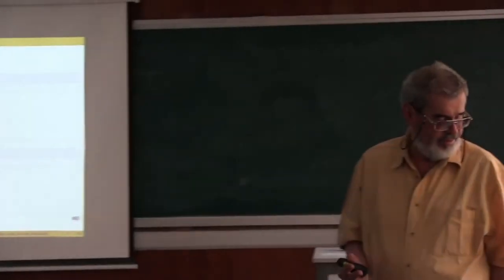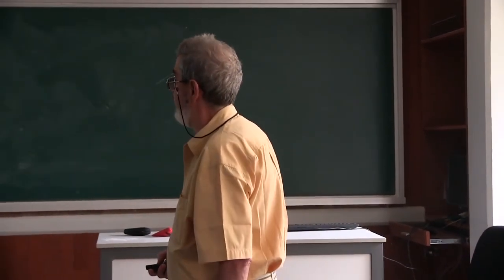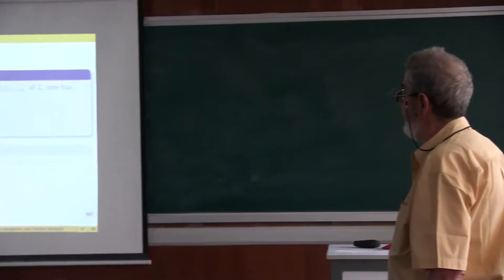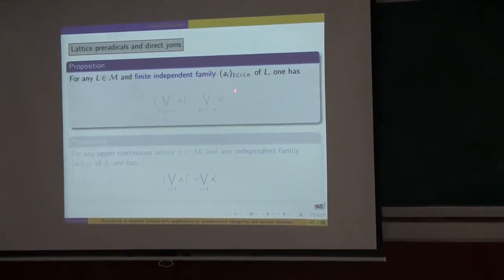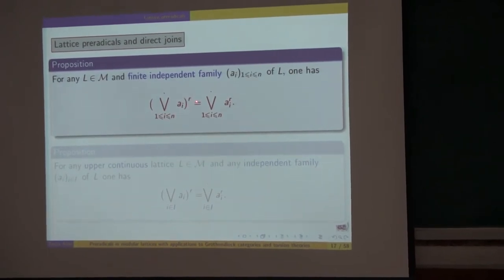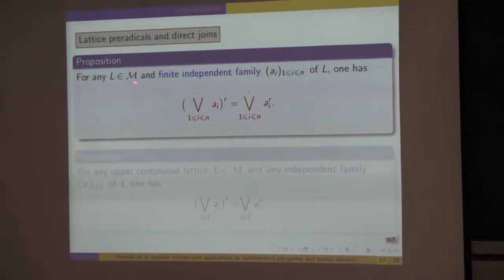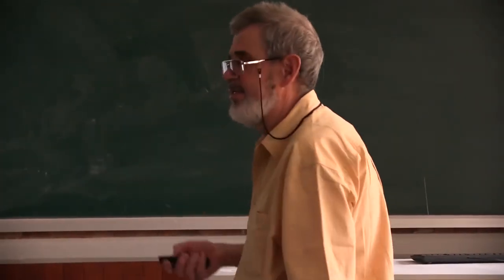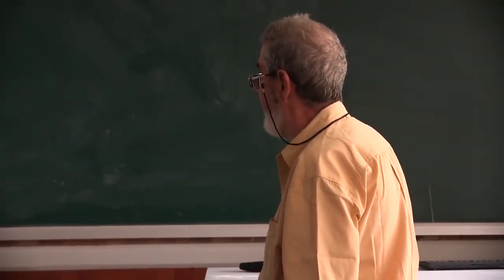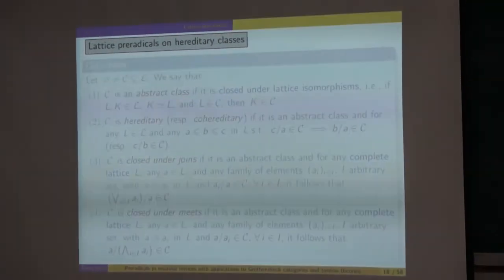Now, you know this is the nice result, that the lattice, the modular predicate, commutes with direct sums. So we have the following result for any modular lattice. For any finite independent family corresponding to direct sums, one has that the radical of the direct sum is the direct sum of the radicals. Now, in case we have arbitrary instead of finite, we have to impose some condition, and the best one is upper continuity. For any upper continuous lattice and any independent family of elements, we have the same thing, except having finite, we have any. But here we have to be upper continuous.